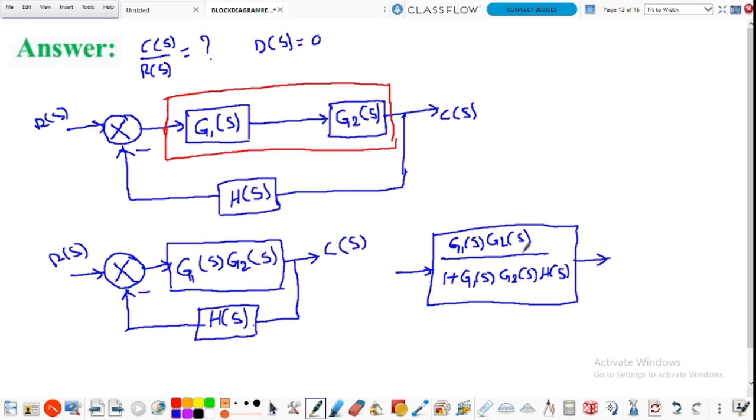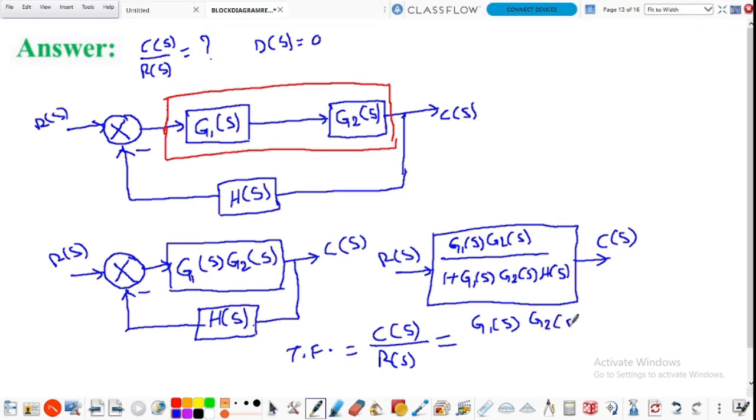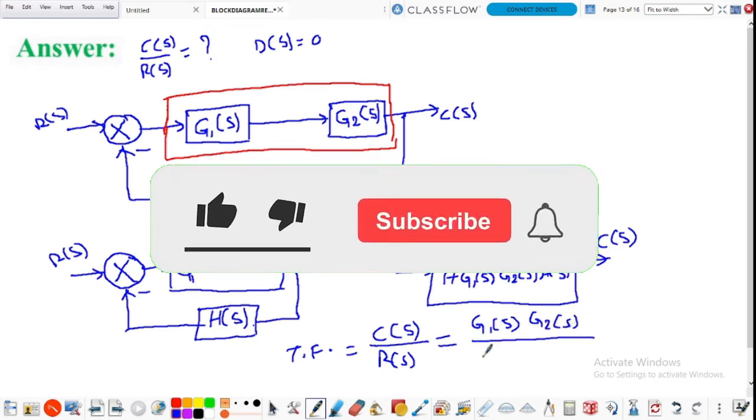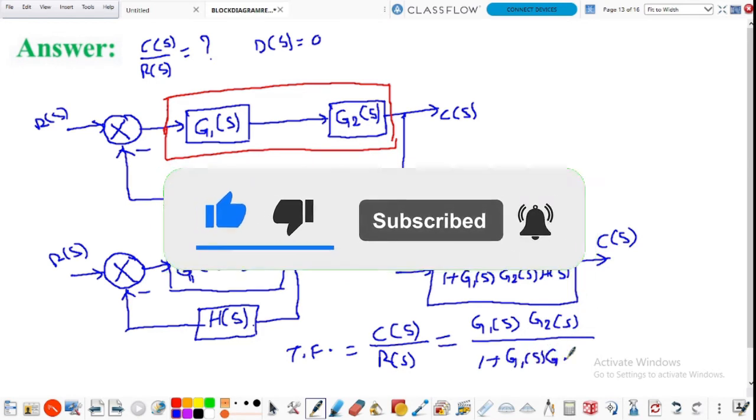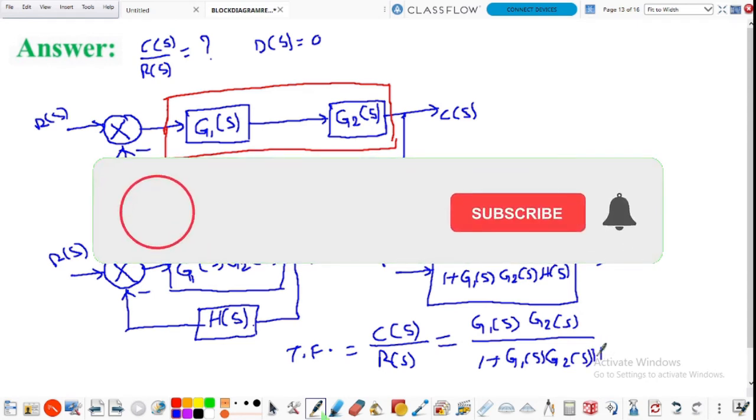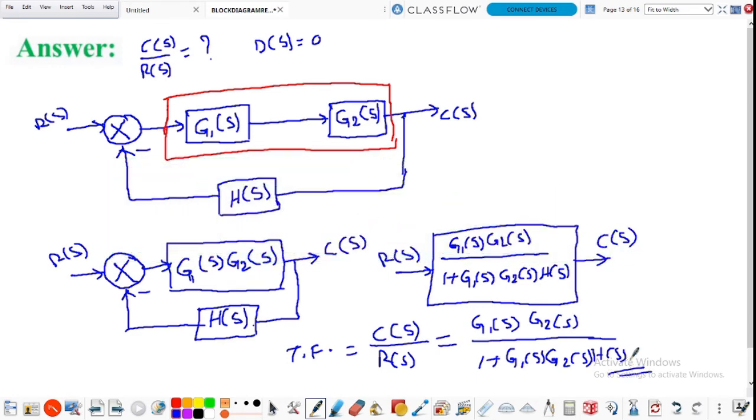Therefore, the transfer function or the system function, output by input. The output is C of s and the input to the system is R of s. C of s by R of s is equal to G1 of s, G2 of s by 1 plus G1 of s, G2 of s into H of s. So this is the transfer function C of s by R of s.